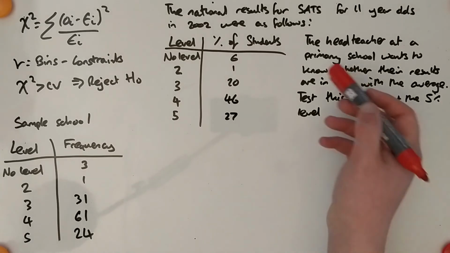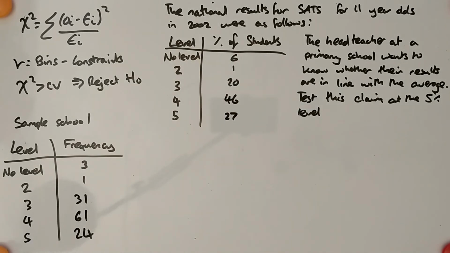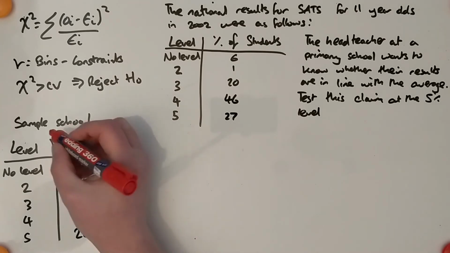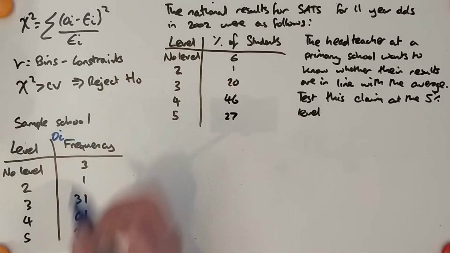So the national results for SATs are in this percentage. The head teacher at primary school with this data here wants to know whether their results are in line with the average. So first we need to do our expected frequencies. So I have my observed values already, so these are my observed values. Now I need to work out my expected values.